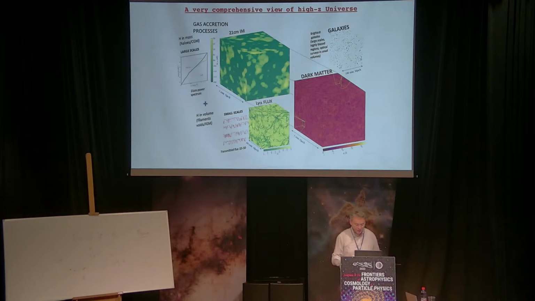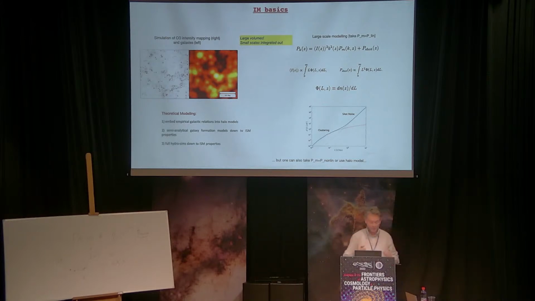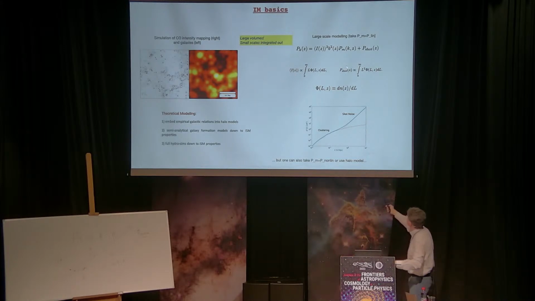So just to give you an idea of what it would look like, this is a simulation, it's not an observation. This is some galaxy distribution, and the galaxies which have inside them some CO molecule are represented as dots. Then you integrate them and you see really bright spots. And this is really where the CO intensity mapping signal will come out. So how do you model this? In a very simple way.